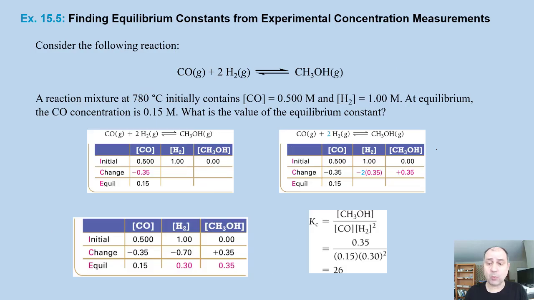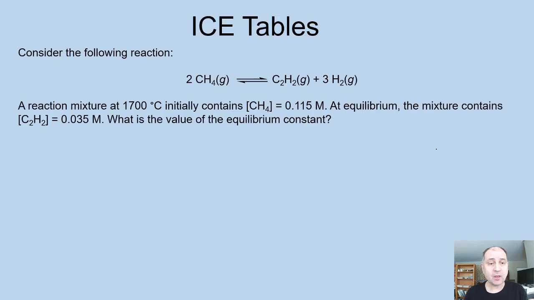Now let's do one more. In fact, we're going to do a whole bunch of them. Let's do one without the little guidance here. So we have a reaction of methane gas forming ethylene and hydrogen gas here. And we are told that a reaction mixture at 1700 degrees initially contains 0.115 molar methane. That's our reactant. And at equilibrium, the mixture contains 0.035 M of one of the products.